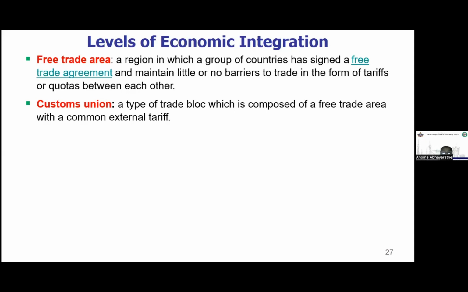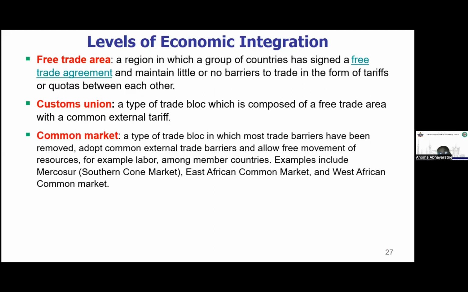A customs union is a trade bloc. A number of countries get together and there is no import or export tax within that region, but they have a common tax on other countries outside that bloc. A common market is a little different from a free trade area and a customs union. In that trade bloc, most trade barriers have been removed. They also have common external trade barriers and allow free movement of resources like labor. This is one step ahead of a customs union.